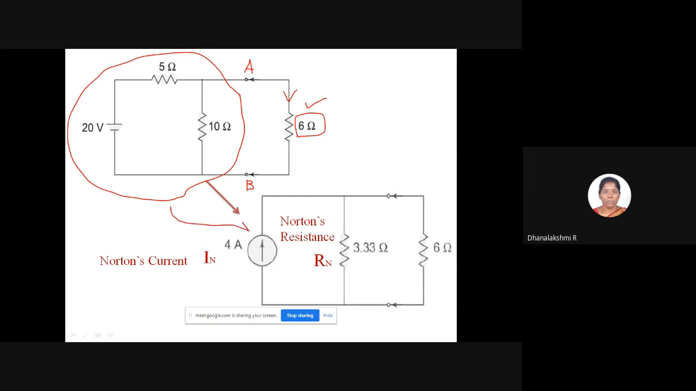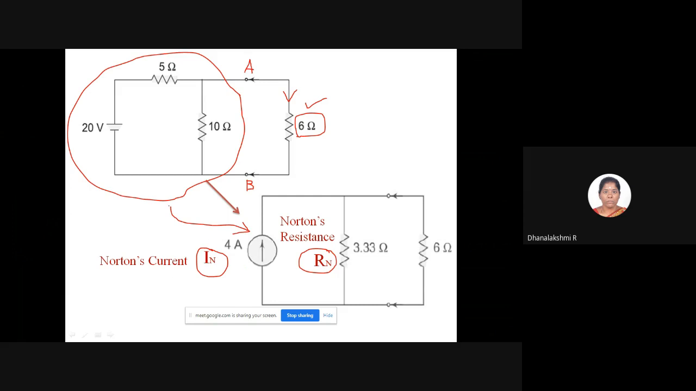Has to be reduced into a single current source. Along with that, I should have a resistance in parallel. So this is our Norton's equivalent circuit. So any circuit or any network, two terminal linear network can be reduced into a single current source with resistance in parallel. So that is the idea of Norton's.